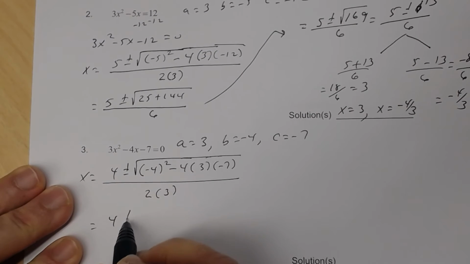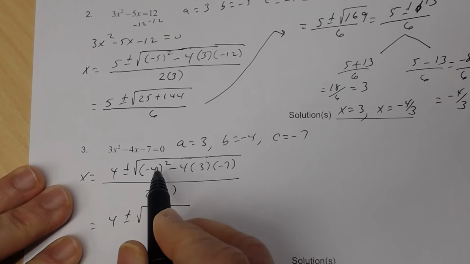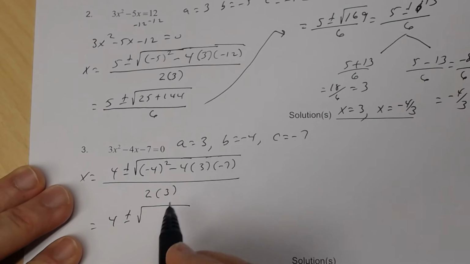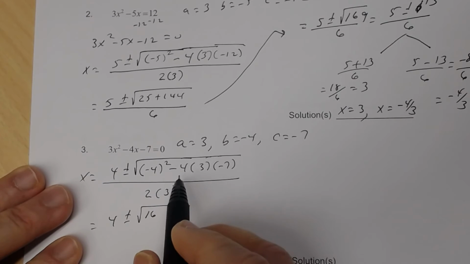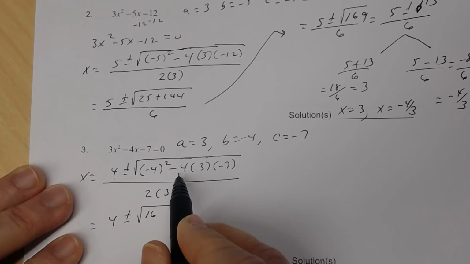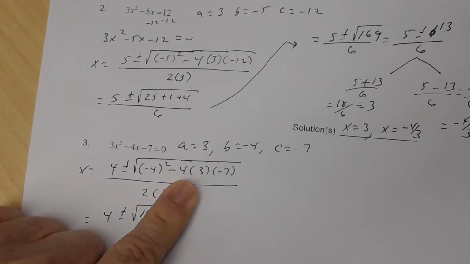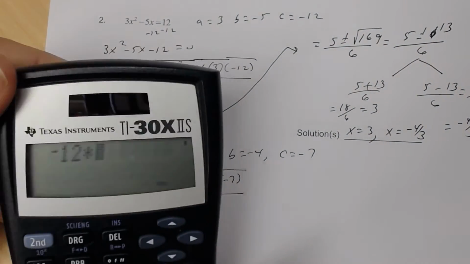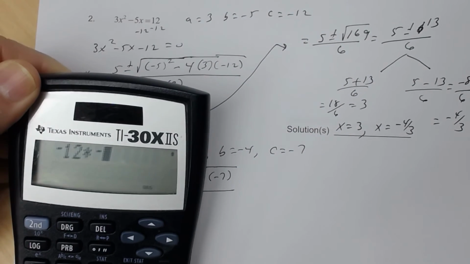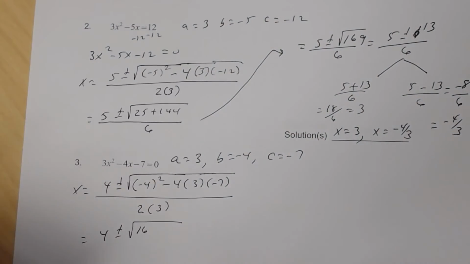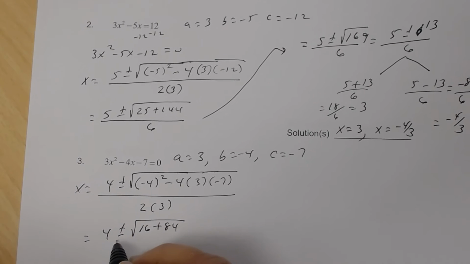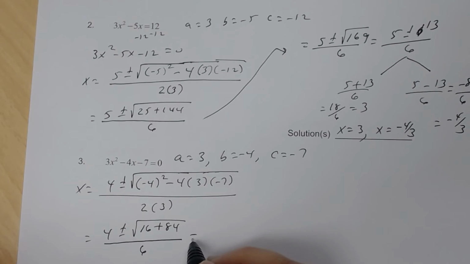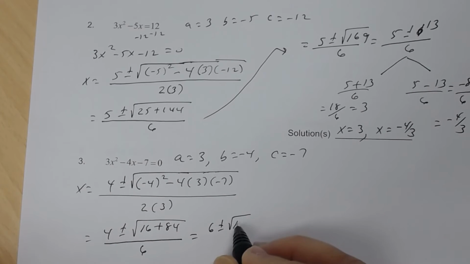So this becomes 4 plus or minus the square root of, now remember, B squared should always be positive or 0. So -4 times itself is +16. Don't say that's -16. It's +16. All right, -4 times 3 is -12. So negative 12 times a negative 7 equals a positive 84. So that's 84, all over 6. 16 plus 84 is 100.